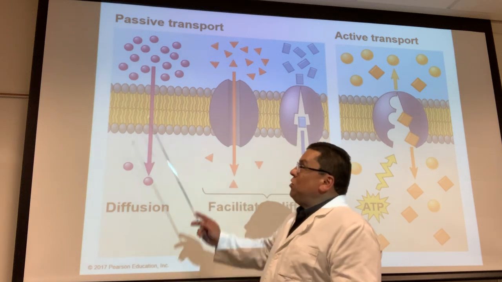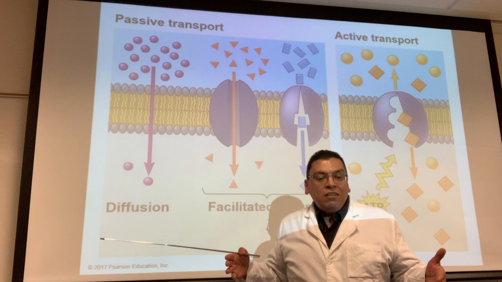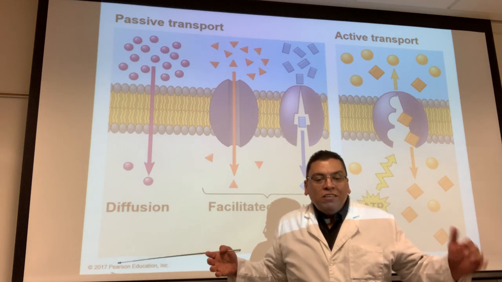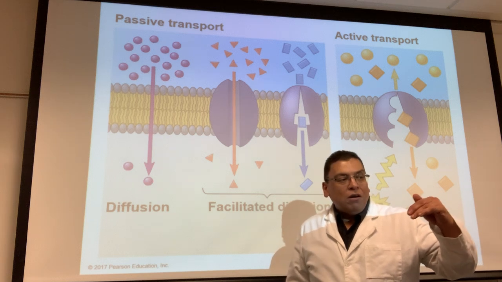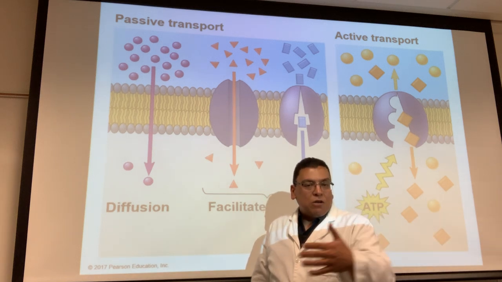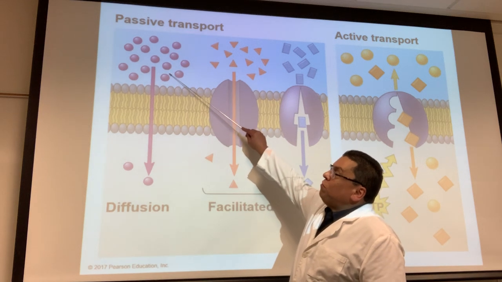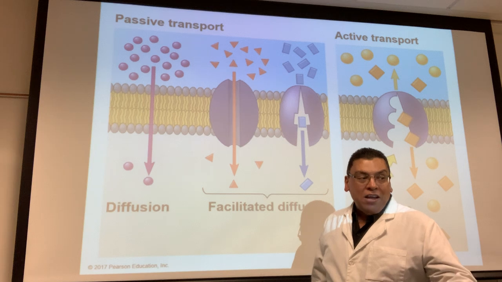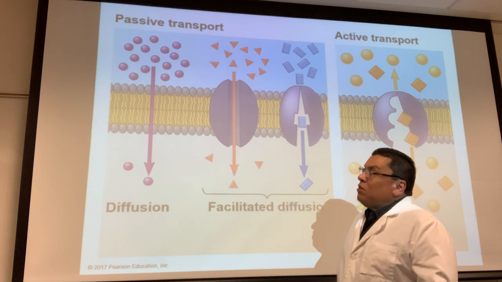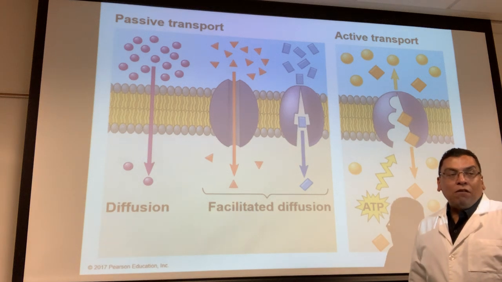This is equivalent to you being, again, on a bike on top of a hill. You don't need to pedal as you're going downhill. It's the potential energy being converted to kinetic energy that's getting you to go downhill. So these molecules will move from high concentration to low concentration. That's called down the gradient, using potential energy, not cellular energy in the form of ATP.